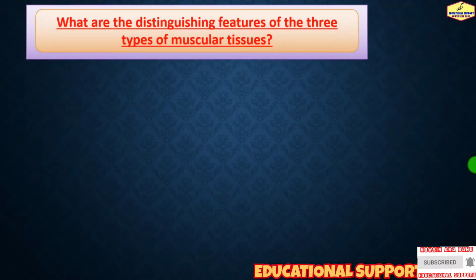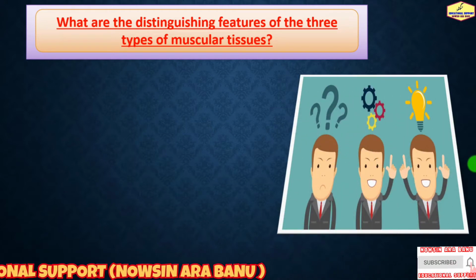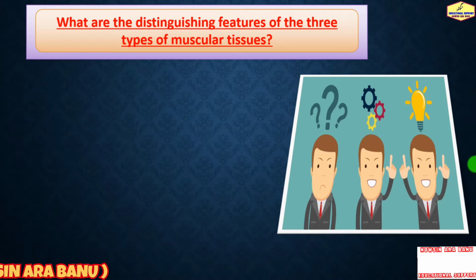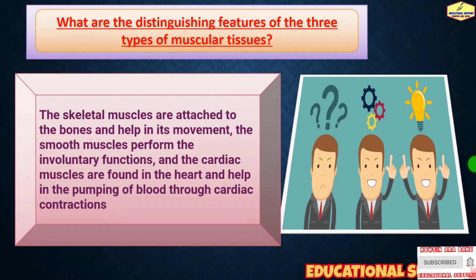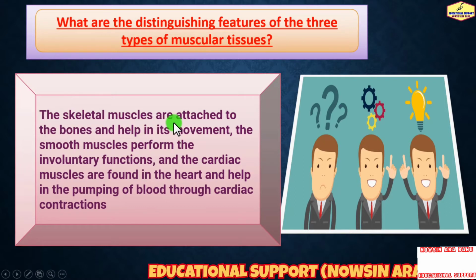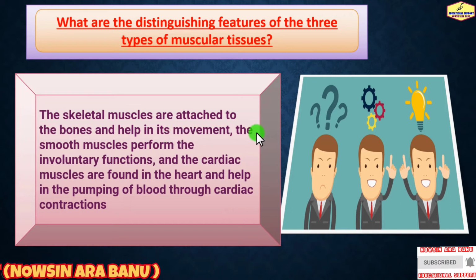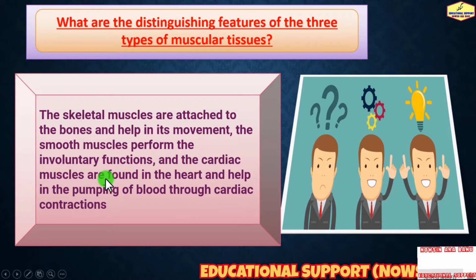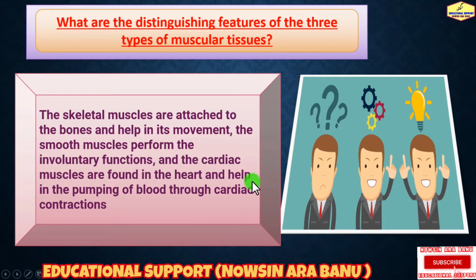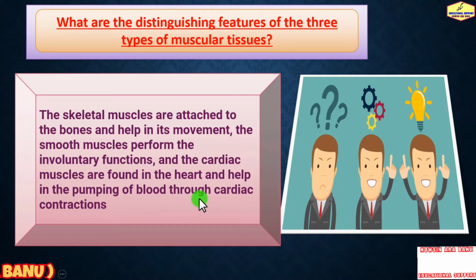In my last video, I was asking: do you know what are the distinguishing features of the three types of muscular tissue? So the answer is, the skeletal muscles are attached to the bones and help in its movement. The smooth muscles perform the involuntary functions, and the cardiac muscles are found in the heart and help in the pumping of blood through cardiac contractions.